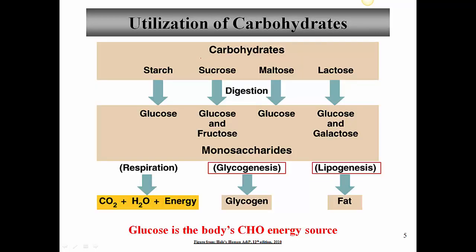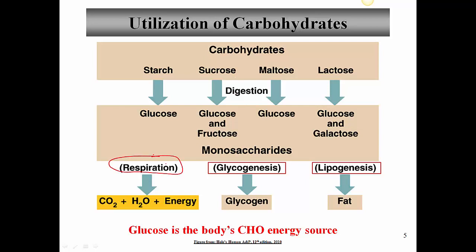Now, how do we use carbohydrates in the body? Well, we take carbohydrates into the body in different forms. For example, starch, as we said, sucrose, common table sugar, maltose, malt sugar, lactose, milk sugar. And you notice that through the process of digestion, what we do is we break these down into the common denominator, that is glucose. Glucose is, as it says at the bottom here, the main source of energy for the body.